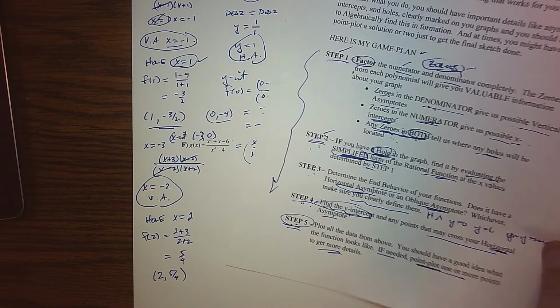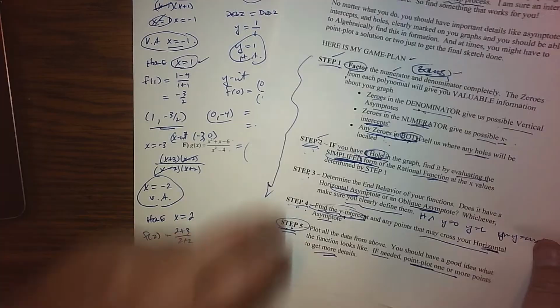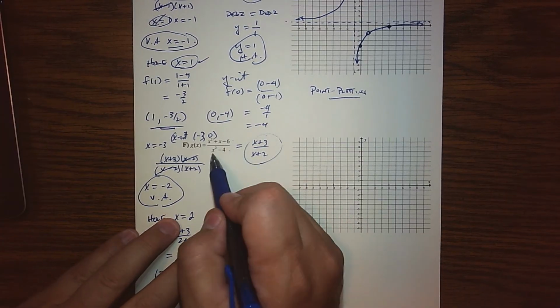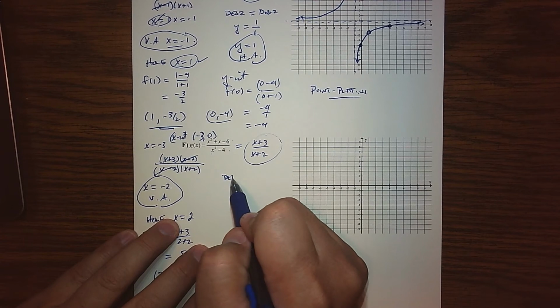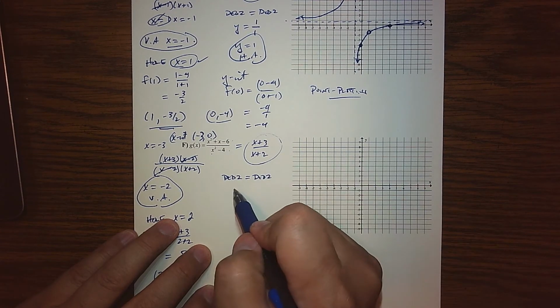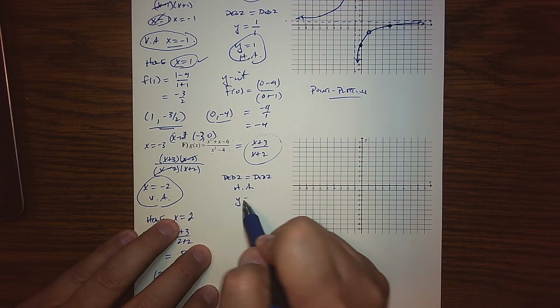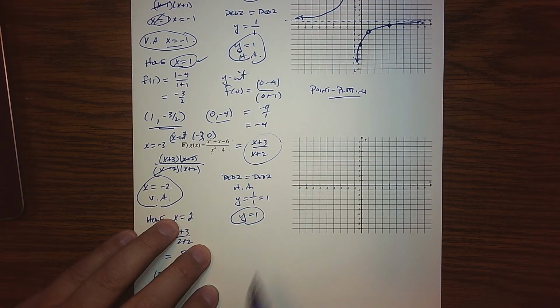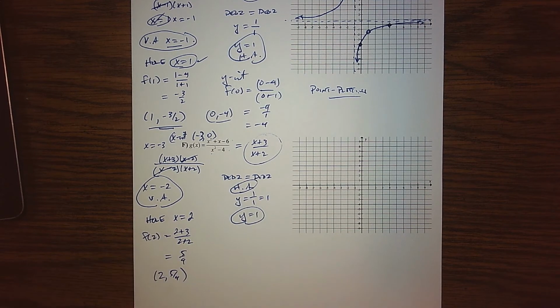So what's my next step? What's my end behavior? Right? So what's going on as x gets large, positively or negatively? Well, I see that the degree upstairs is 2, and that's equal to the degree downstairs, which is 2. So my horizontal asymptote is lead coefficient divided by lead coefficient. So y equals 1 is my horizontal asymptote.